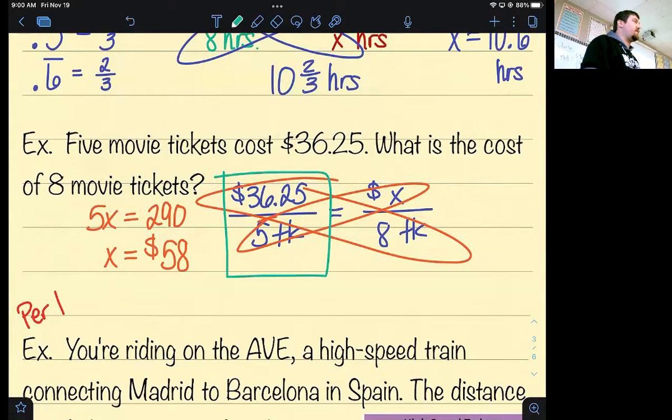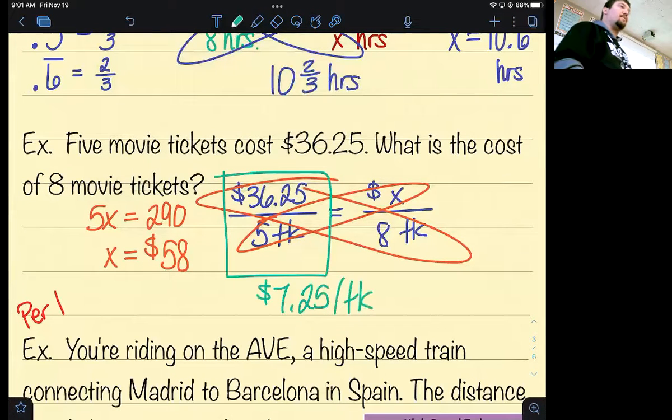What's 36.25 divided by 5? Okay, does that sound a better price for a movie ticket? Okay. Hey, stop. $7.25 per ticket. Now, there is another way you could do this.